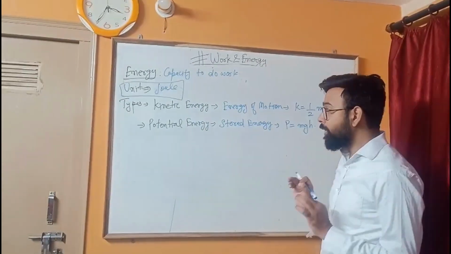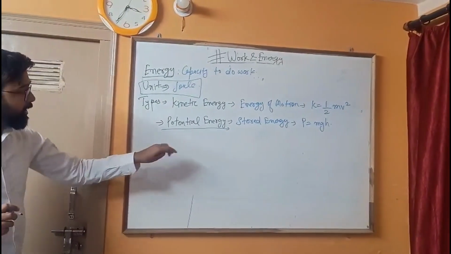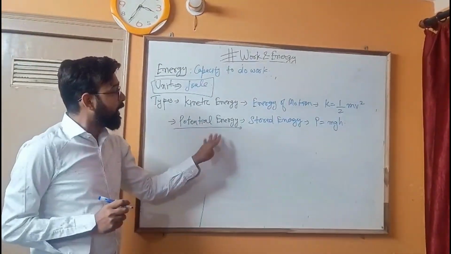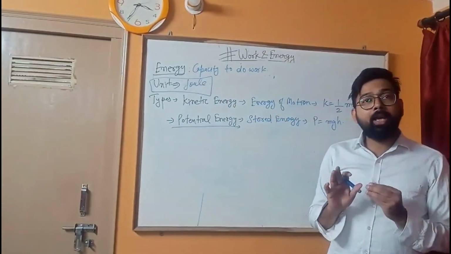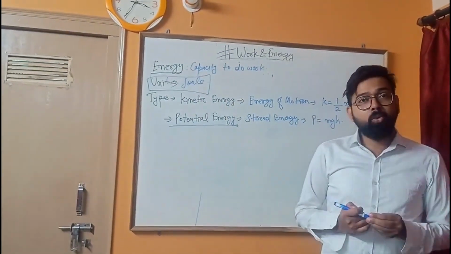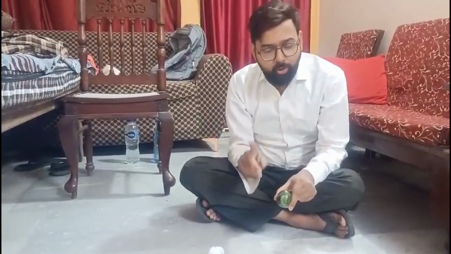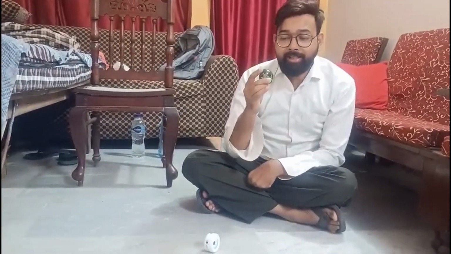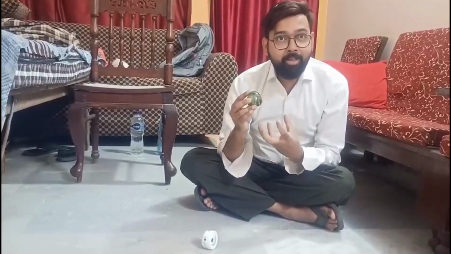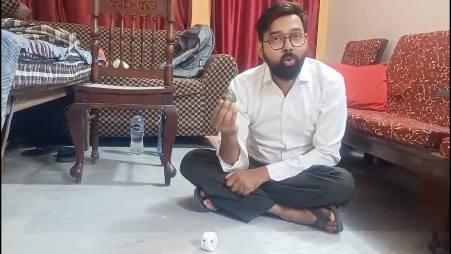The formula is... now we will move to the last one, that is potential energy. What does potential energy mean? It means stored energy, the energy that has been stored by an object. And for this we'll do today's last activity. To understand potential energy, potential energy is the stored energy. So this ball is here. If I move this ball, it has gained some energy because its height has been lifted. It has some stored energy.